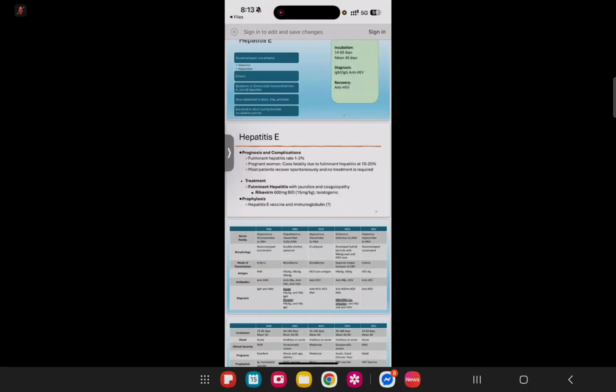But in most cases, hepatitis E is self-limited. But there are certain populations, particularly pregnant women. The pregnant women are at very high risk of severe disease. The incubation period ranges from 14 to 60 days with a mean of about 40 days.